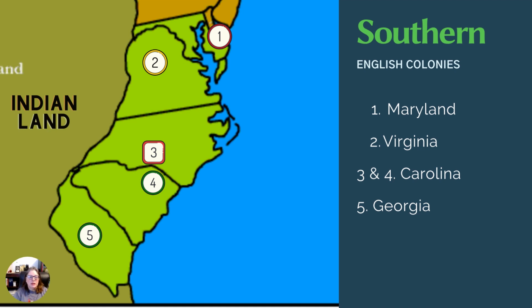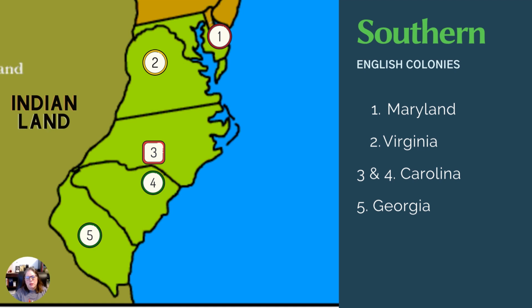But the reason that's there is because by the time we get to the 13 colonies, by the time we get to the 1760s, there were no official colonies built past the Appalachian Mountains. People were living there. European people were living there, but they were not officially allowed to be living there. There weren't any official colonies. Okay, so that was basically land where the native people were able to live. So the top part, we have Maryland, Virginia, Carolina, and Georgia.